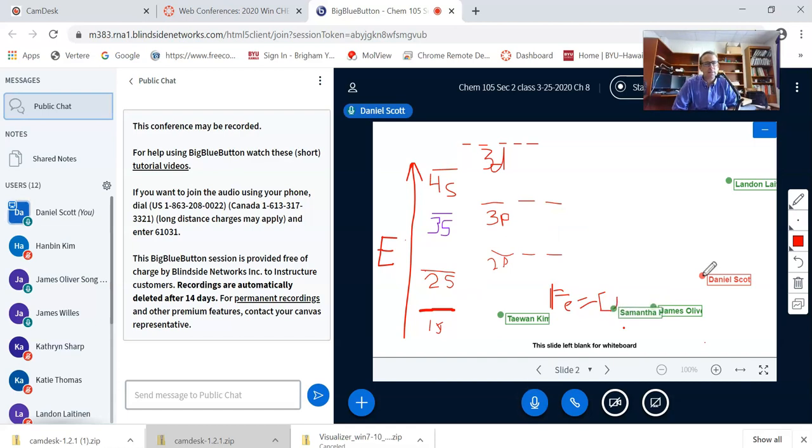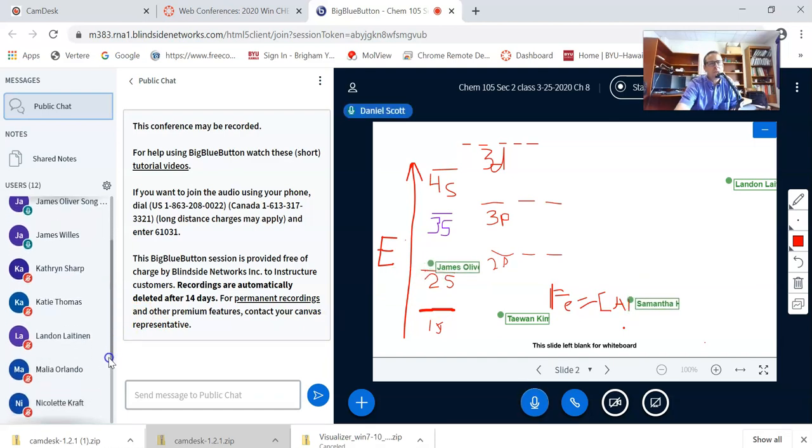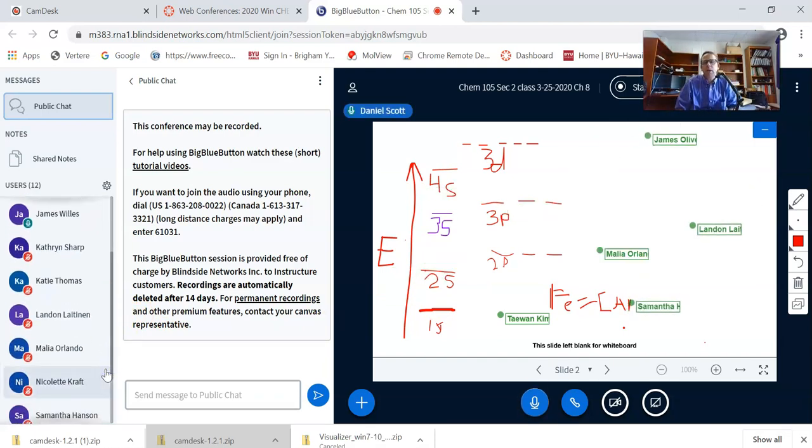All right, what do we got for our noble gas core previous to iron? Let's see, whose turn is it? Landon, did you already answer a question? Oh, yeah, Malia, what's the noble gas core? Oh, she drew it for us. Argon, right? Very good. And then, what's next? Malia, do you want to write the next one?